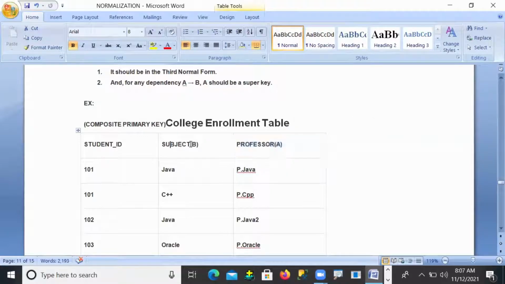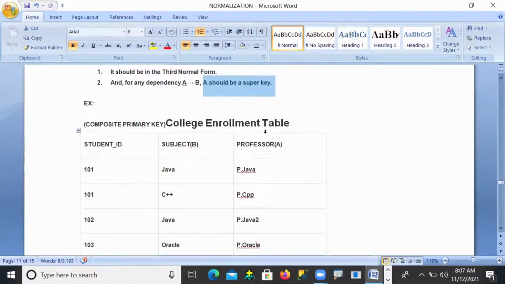So A depends on B. B is a subject, A is a professor. So professor A depends on subject B. Then what does the rule say? If A, professor, depends on B, subject, then professor should be a super key. But here, is the professor a super key or not?